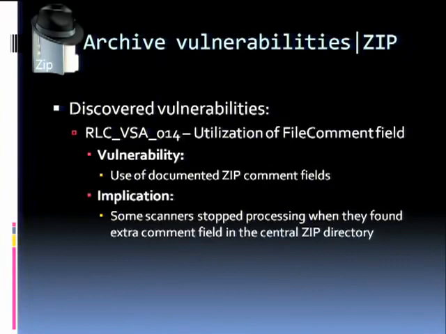Now, we use the file comment field, which is exactly the same as the extra field. It's just additional data behind every entry in the header. And since this is a rarely used field, and we haven't seen any files using this, some antivirus vendors were just confused about where the next header is and didn't really scan the whole archive.